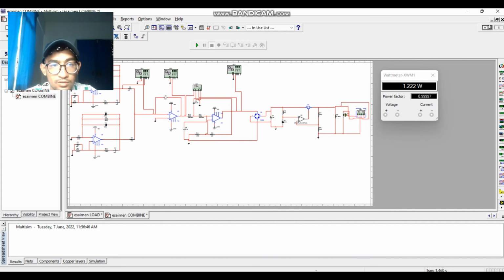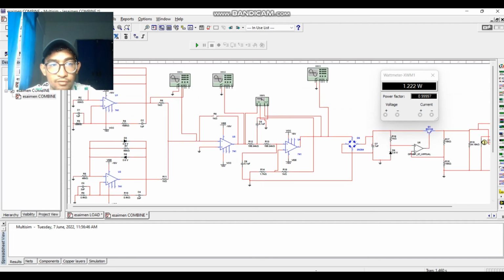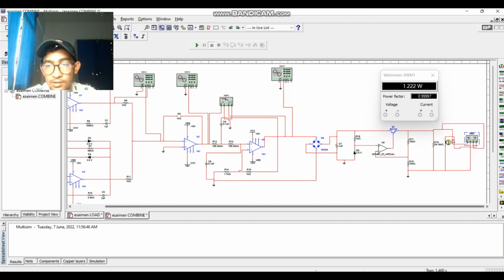This is the circuit of oscillator 1, oscillator 2, summer, rectifier, and the last one is for the voltage regulator. So I will run it.